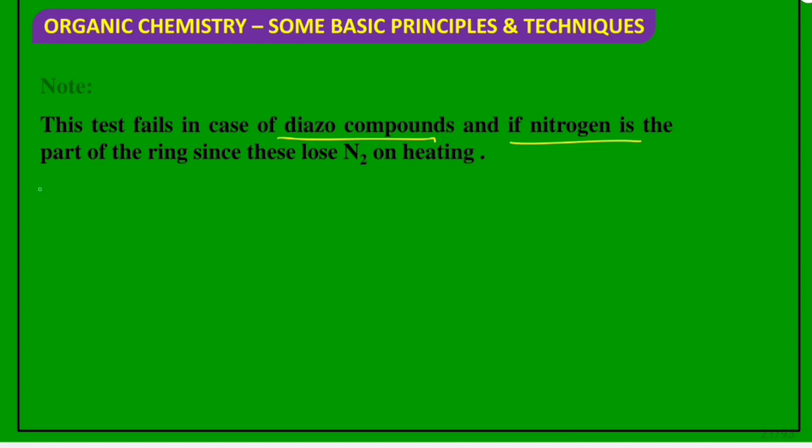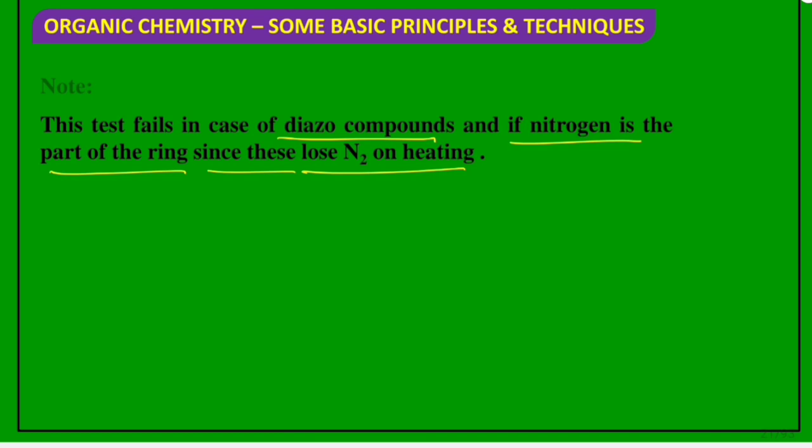If nitrogen is part of a ring, it is lost on heating. The formation of Prussian blue or green color confirms the presence of nitrogen. This test fails in the case of diazo compounds, if the nitrogen is a part of a ring, since they lose N2 on heating. Diazo compounds means diazomethane.